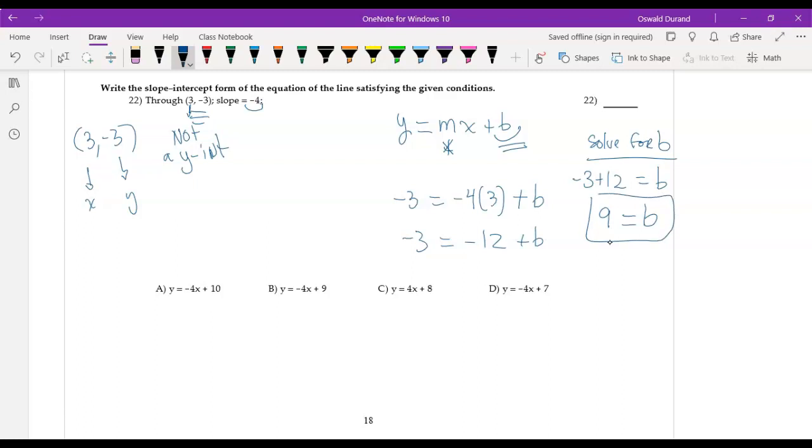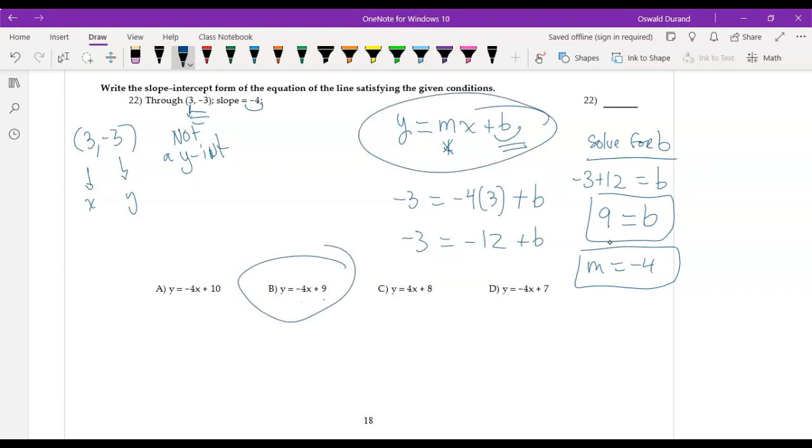So we have b equal to 9, m equal to -4. So now my equation is going to be y equal to -4x plus 9. That's it. That's my slope-intercept form. I just plugged in all the information that I had to find it. That's how you deal with this equation here.